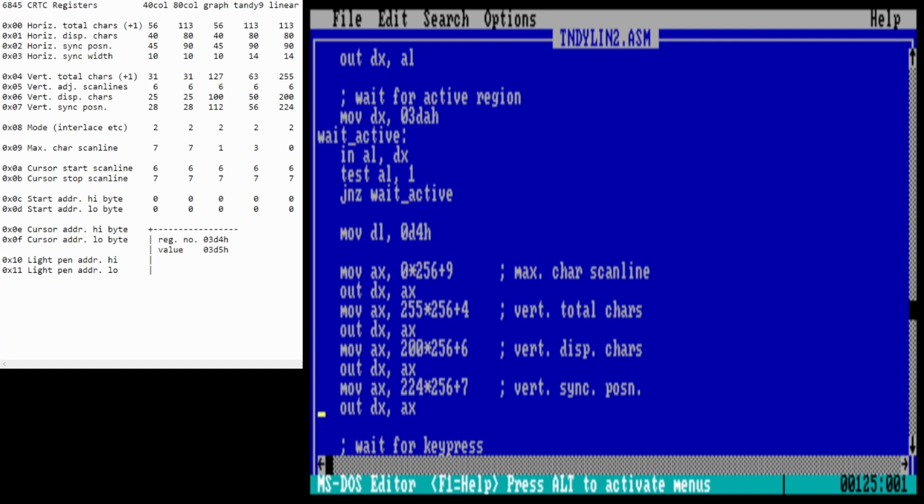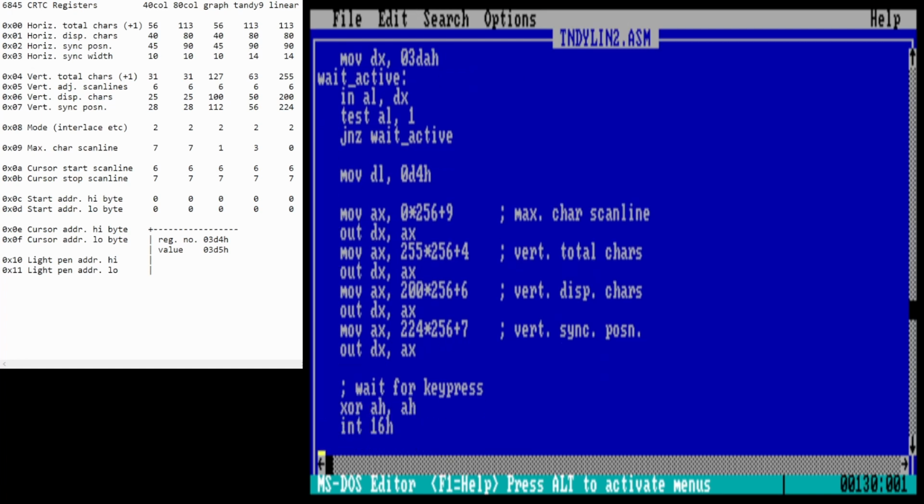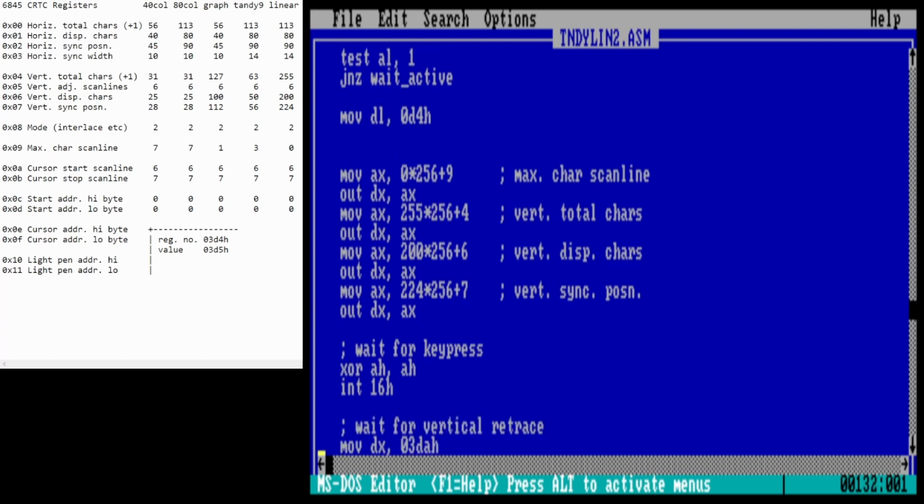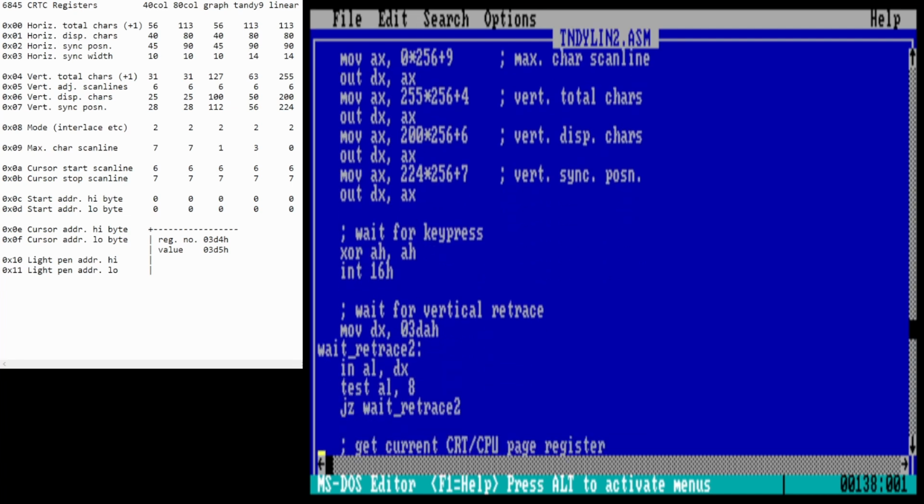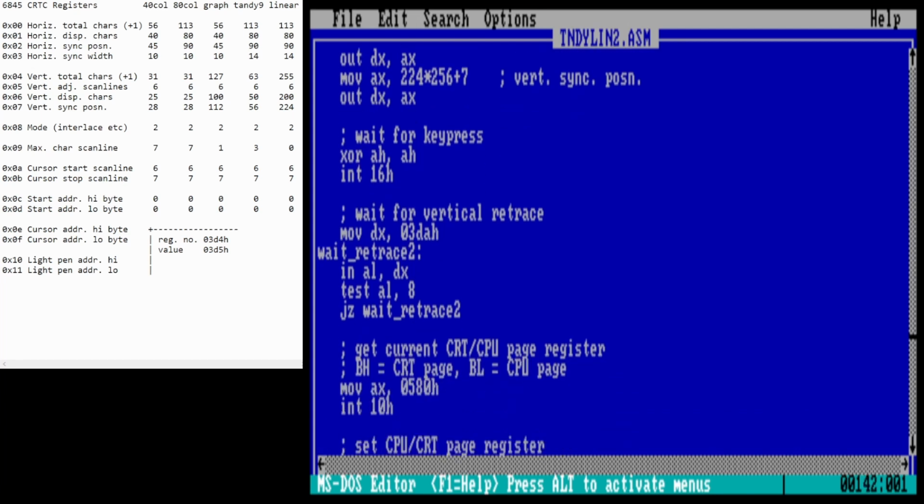So that now changes us fully into our linearly addressed mode, if it works. And then we can wait for a key press so we can see the results of our effort. And finally we'll want to change back to Tandy Mode 9 again, and then finally to text mode. So going back to Tandy Mode 9 should be just the same. Again, I'll wait for vertical retrace so that this is as neat as possible.